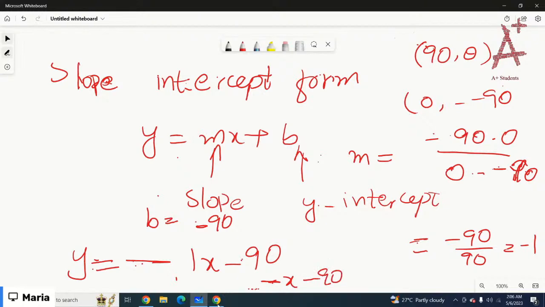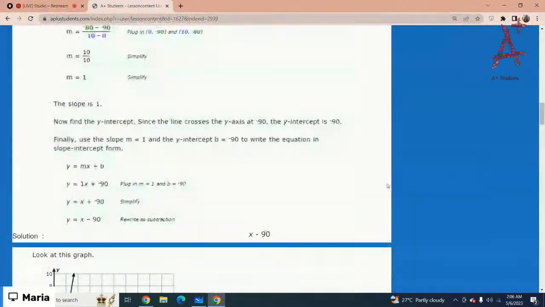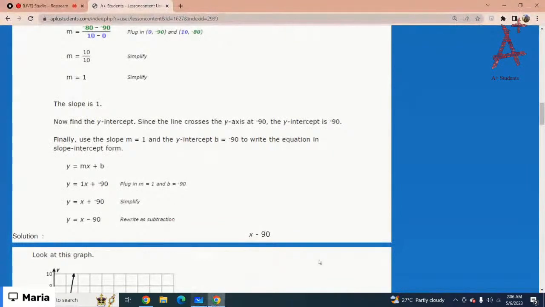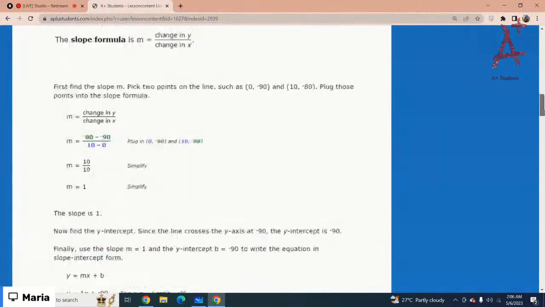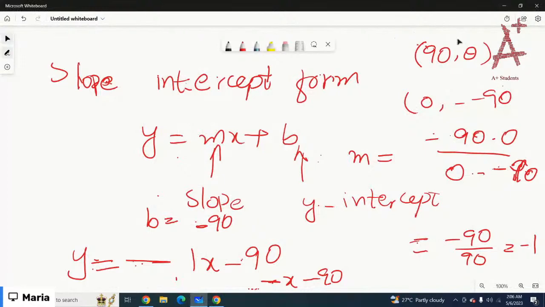Got it? So basically, whenever you are given a graph, you just have to find two things. One of them is slope. Here it is the equation y equals x minus 90. So you just need to calculate, hold on, why is my slope 90? Hold on. 90 and 0 and negative 90. So y2 minus y1 and x2 minus x1.